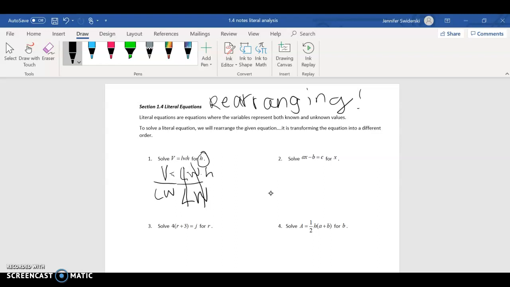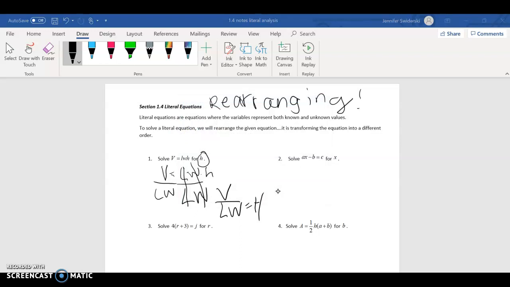So now we have H isolated on the one side. That means V over LW equals H. In this case, we know this stands for volume, length, width, and height, but they just want us to solve for H. So here we have H isolated. Let's try this next one.